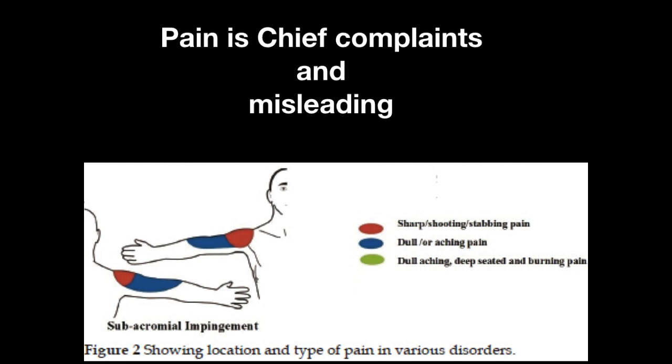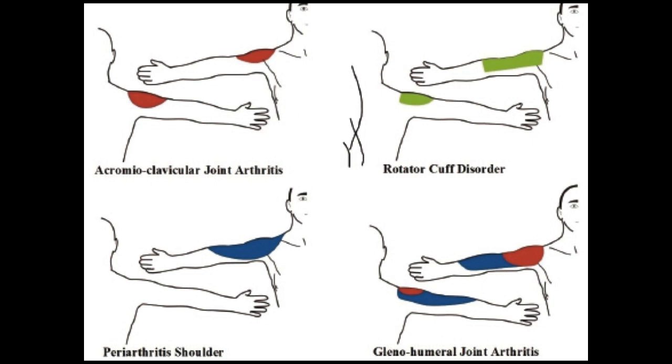Pain is the chief complaint and it is very misleading. The intensity of pain, the character of pain, and the distribution of pain overlap in different pathologies around the shoulder. You can see here in acromioclavicular joint arthritis, the pain is located at the tip of the shoulder, whereas the pain is distributed all along the arm in case of rotator cuff disorder, periarthritis, and glenohumeral joint arthritis.